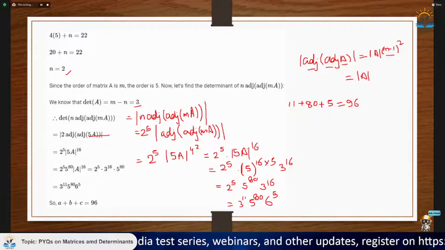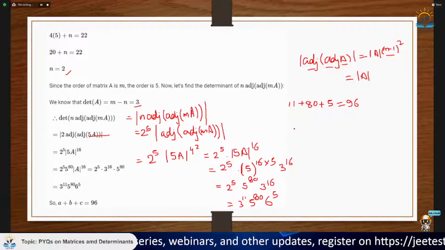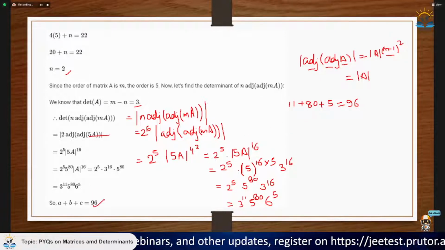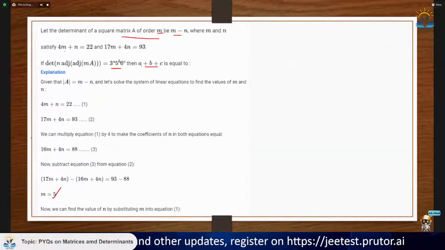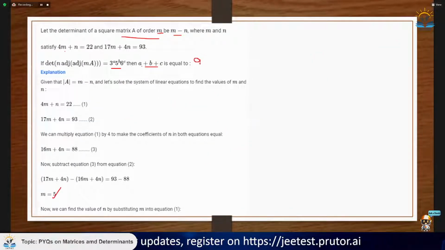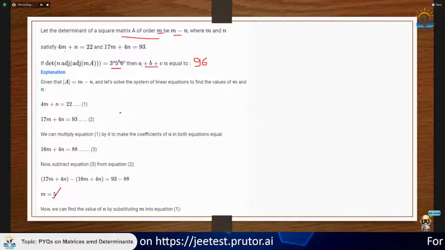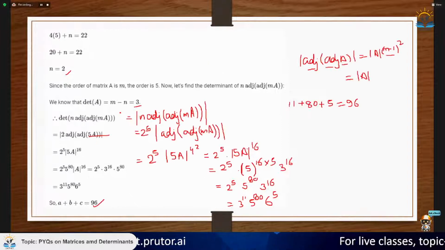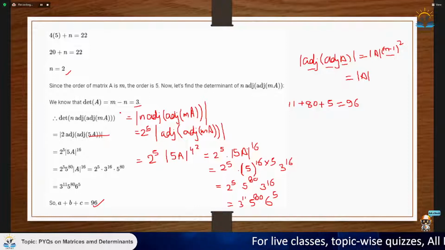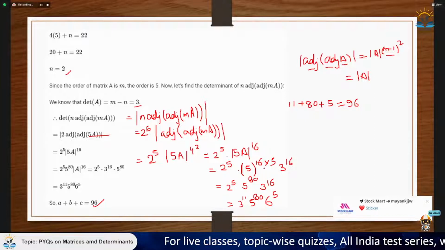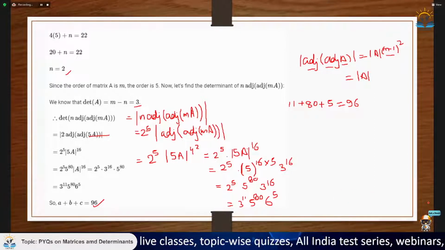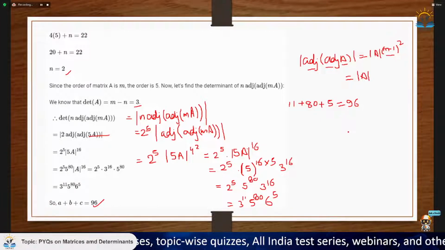Now just manipulate it according to the given format. And then you will get your final answer as a plus b plus c, which is equal to 96. So 96 is the final answer. Okay. Simple question, just you have to be cautious about the properties of adjoint, and it was simple. I hope you got it. So now let's move on to the next question.